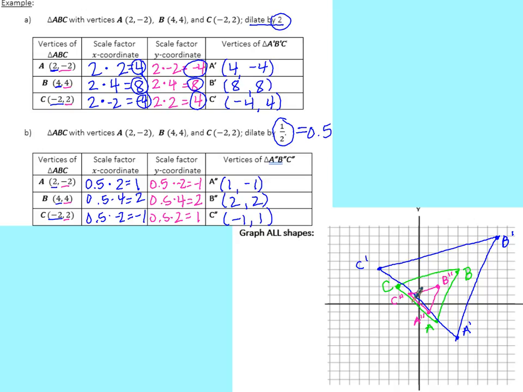So our original shape was in the green, and that started off as this green triangle, and then we dilated by 2, and that was our blue triangle. It got twice as big. And then our last one, we had to dilate by 1/2, so it got half the size of the original green triangle, and it is smaller. So all of our drawings make sense based on those scale factors that were given to us.